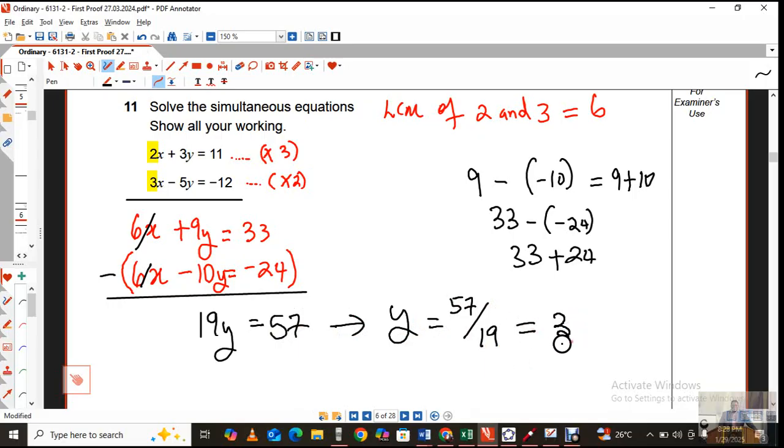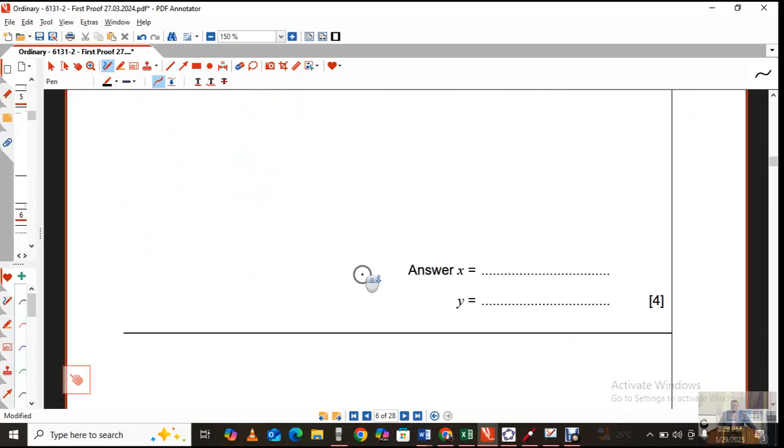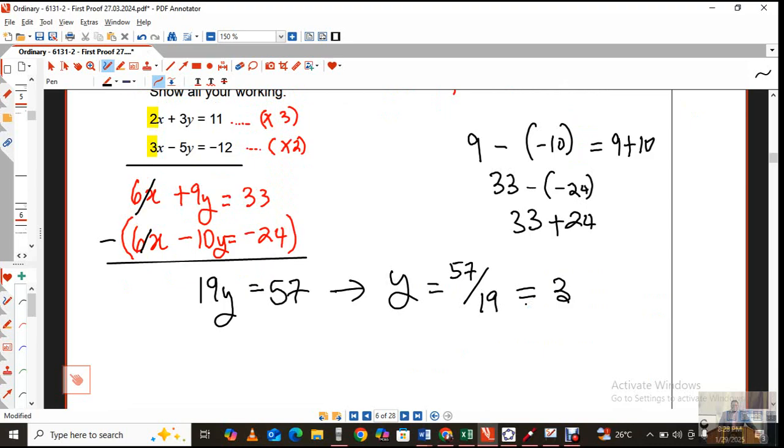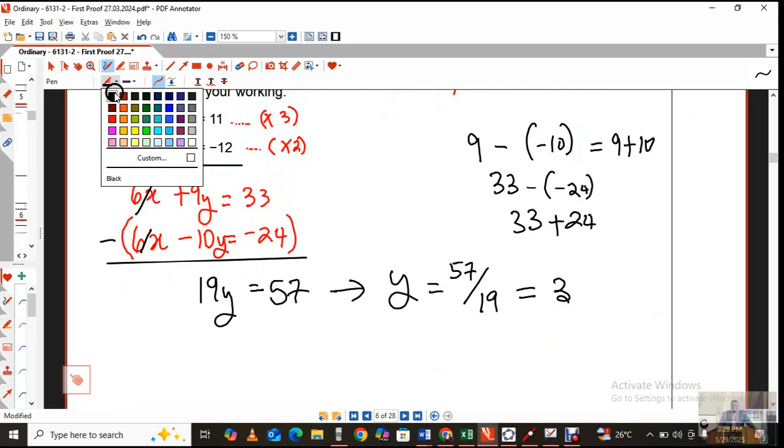And the value of y is equal to 3. So now we know what the value of y is. I can go ahead and put my answer there. y is equal to 3. How will I get the value of x? It's very simple. I will substitute the value of y into either one of my original equations.